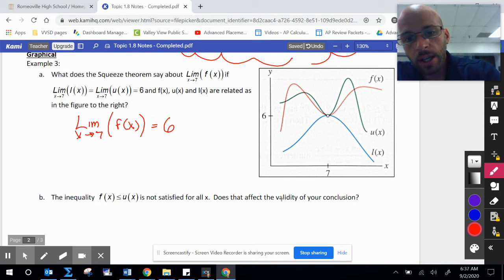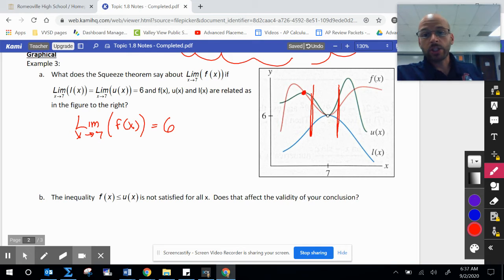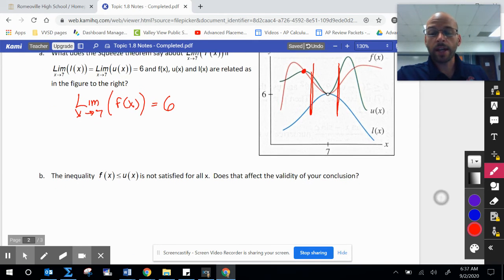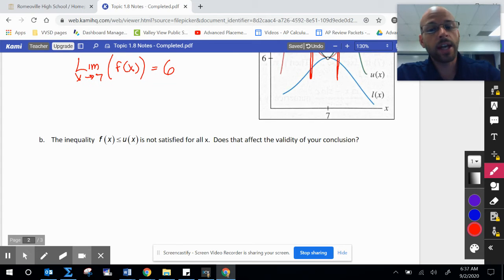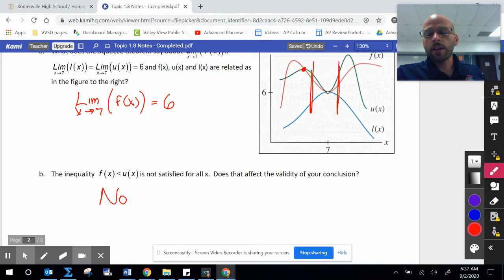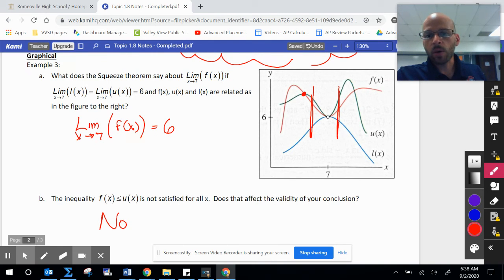Does that change anything? So if you look over here, all the way on the left, you can see that the U and the F, they cross, right? So I can't say that F is always smaller than U, but that doesn't matter. I just need it over some interval to the left and some interval to the right. It doesn't have to be a big interval. I just need to prove over some interval, left and right, of that point of interest, that entire interval, that compound inequality is true. Okay, so does that affect our validity? No. Okay, we just need a little bit to the left and a little bit to the right of that point to have that compound inequality be true.